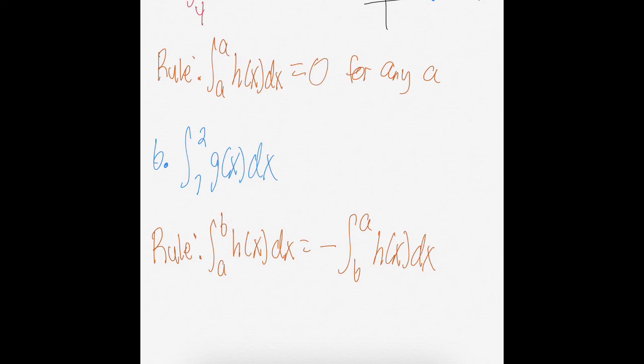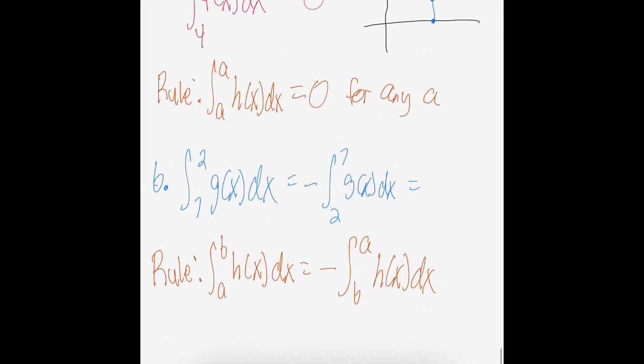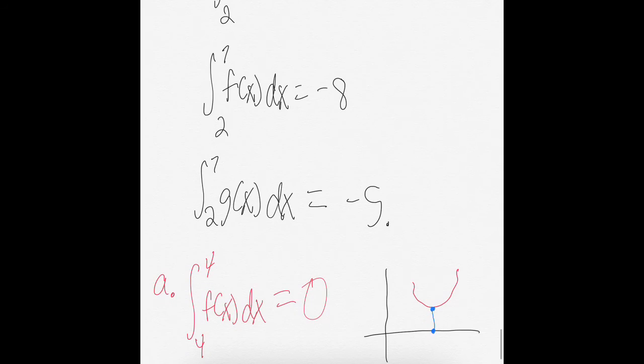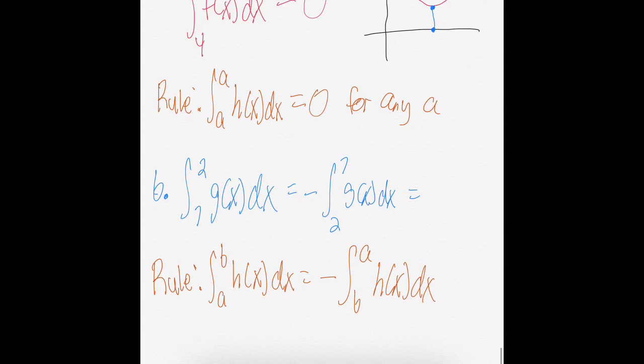The rule, so in general, is that the integral from a to b of h of x dx is the negative of the integral from b to a of h of x dx. In other words, if I flip the bounds, then I introduce a negative sign.